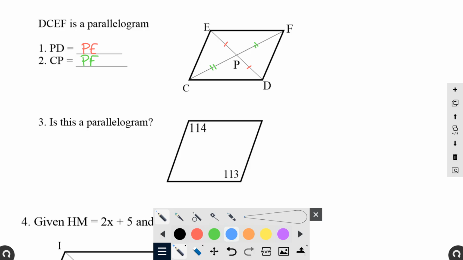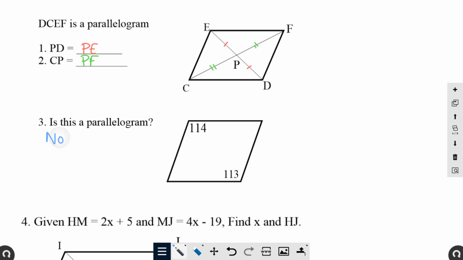All right, here's our next question. Is this a parallelogram? No, why not? Good. 114 does not equal 113. In a parallelogram, opposite angles must be equal. So since 114 does not equal 113, those opposite angles are not equal to each other.